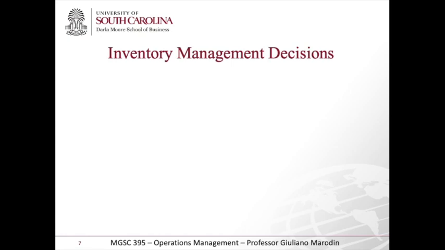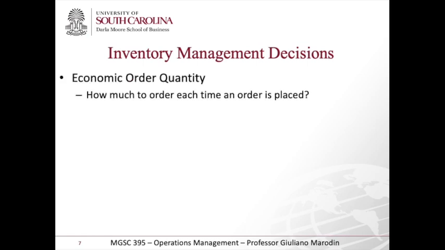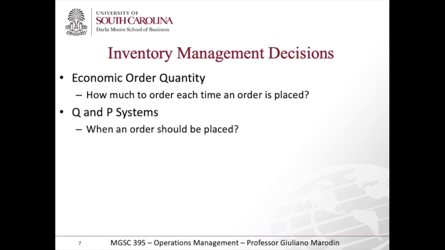So part 4 of inventory management, we're going to talk about some inventory management decisions and what is going to follow for the rest of this class. So we're going to talk about economic order quantity, which is a way to calculate how much should I order every time that I place an order. And also we're going to talk about the Q&P system, which answers the question of when an order should be placed.